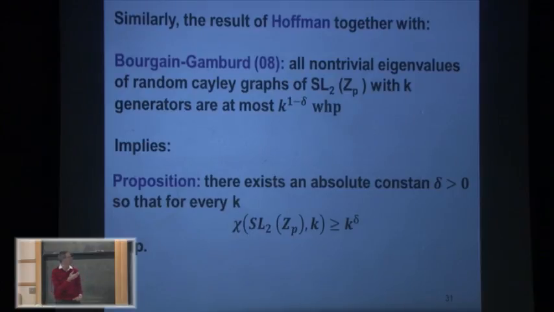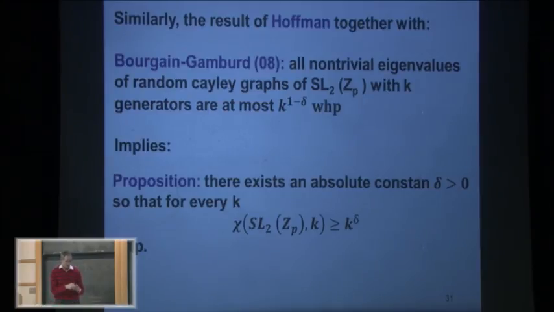And if you follow what's in the proof, then it basically tells you that all the non-trivial eigenvalues of random Cayley graphs of SL2ZP with k generators are at most k to the 1 minus delta for some specific delta bounded away from 0, and you plug it in the same bound of Hoffman.